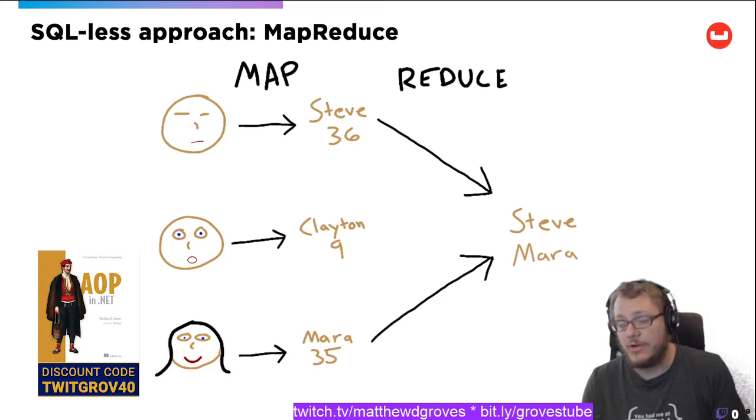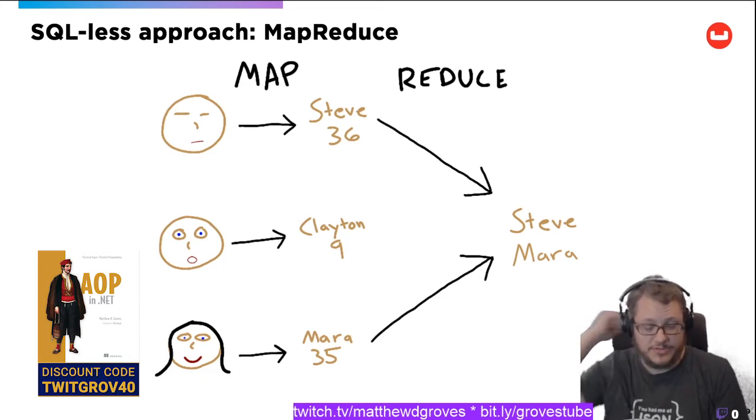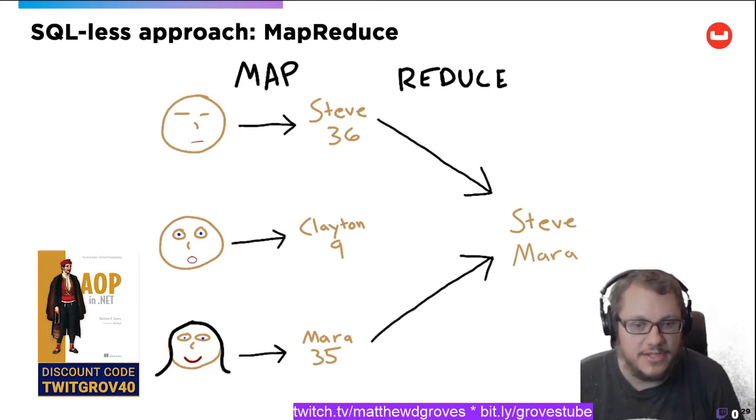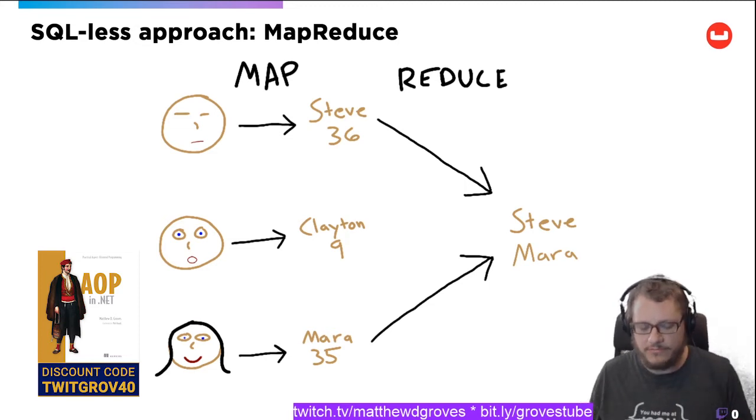It is somewhat limited, though, in what you can write in a MapReduce. Ad hoc is difficult to do because you have to run these functions ahead of time and see what their results are.